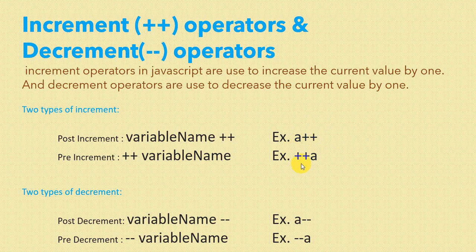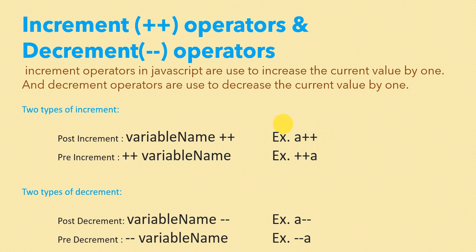But in the other case, pre increment, first it will increase the value, then it will display the value, which means the increased value will be displayed. For example, if the value of a is 10, it will display 10 only in the first output, but in the second output, if the value of a is 10, it will increase by 1 and the current value will display 11. Okay, let me show you.